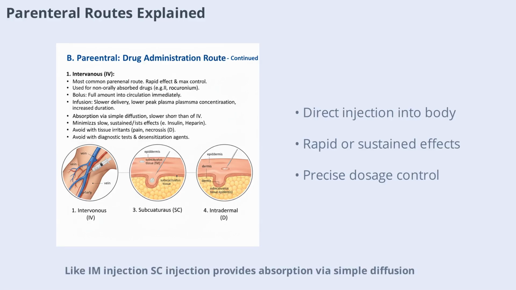3. Subcutaneous, SC. Like IM injection, SC injection provides absorption via simple diffusion and is slower than the IV route. SC injection minimizes the risks of hemolysis or thrombosis associated with IV injection and may provide constant, slow, and sustained effects. This route should not be used with drugs that cause tissue irritation, because severe pain and necrosis may occur. Drugs commonly administered via the subcutaneous route include insulin and heparin.